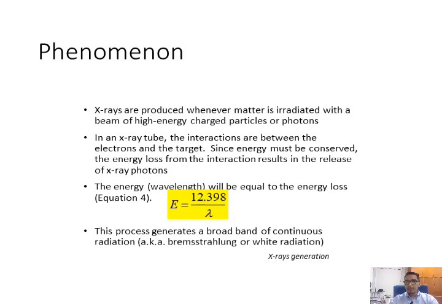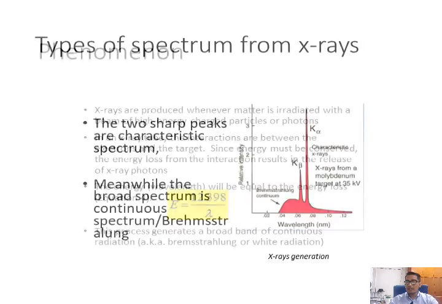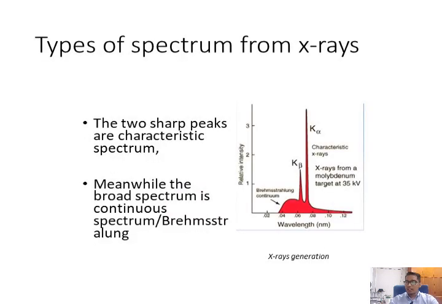Okay. So the energy, which relates to the wavelength, will be equal to the energy loss, in which in equation 4, energy is equal to 12.398 divided by the wavelength. So this process generates a broad band of continuous radiation, also called Bremsstrahlung or white radiation. In slide number 14, you see there is a figure showing two types of spectrum.